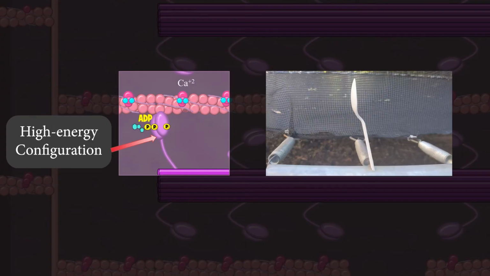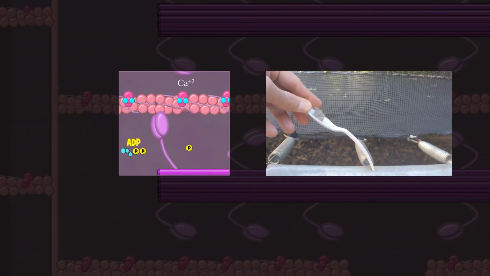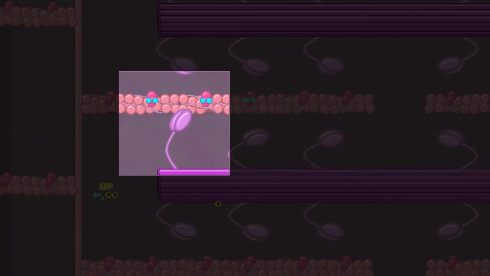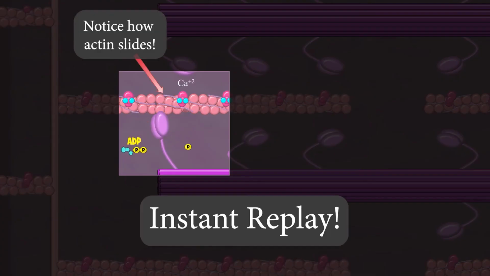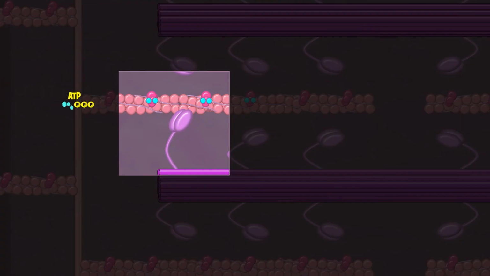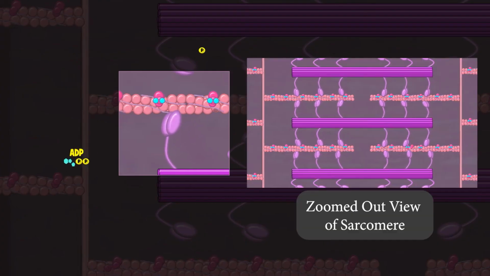This position of the myosin head makes it like a spring or loaded catapult. It has potential energy stored up. So when ADP and phosphate are released, the myosin head snaps back to its original low energy configuration, pulling on actin as it does so. So the actin slides and shortens the sarcomere. After this, ATP again attaches to myosin, breaking the cross bridge and allowing the process to start over. As this cycle continues, the muscle continues to contract.